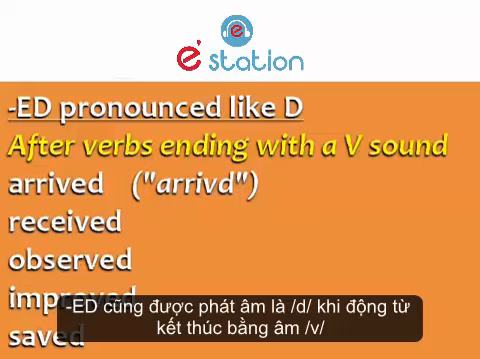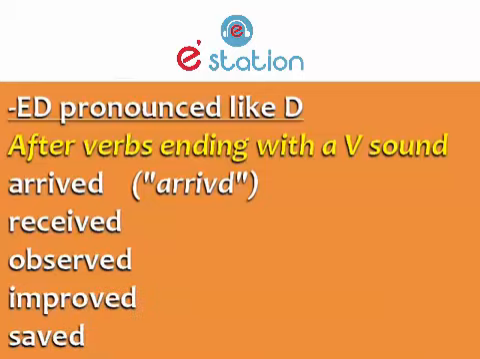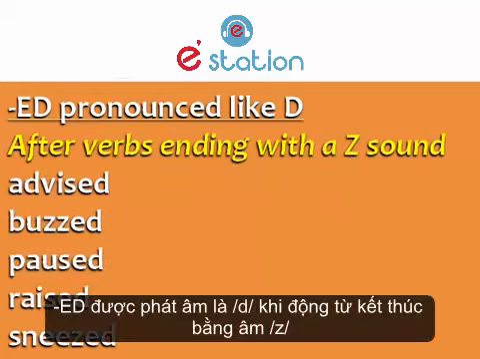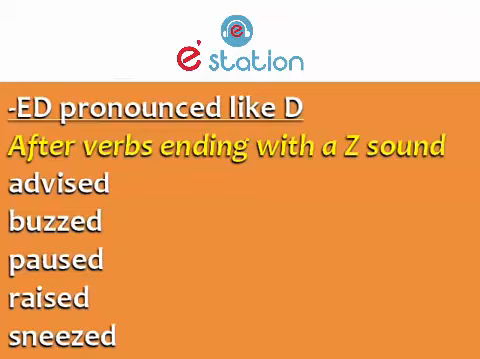It's also pronounced like D after verbs ending with a V sound. Arrived, received, observed, improved, saved. Ed is pronounced like D after verbs ending with a Z sound. Advised, buzzed, paused, raised, sneezed.